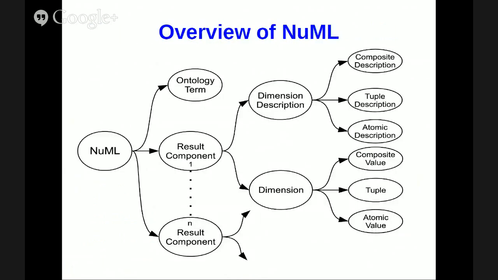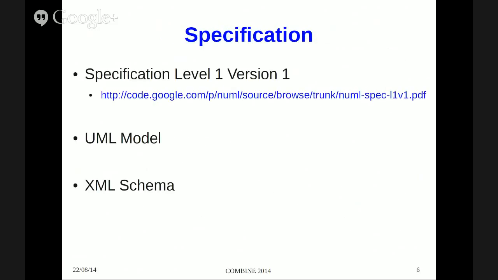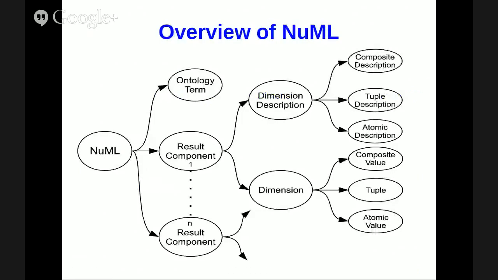And so it's a complex format. But basically, you have these ontology terms to define what different things are, and you define the components of your data, the dimensionality, to then link through to the actual values, which can then come from the underlying actual data frame.